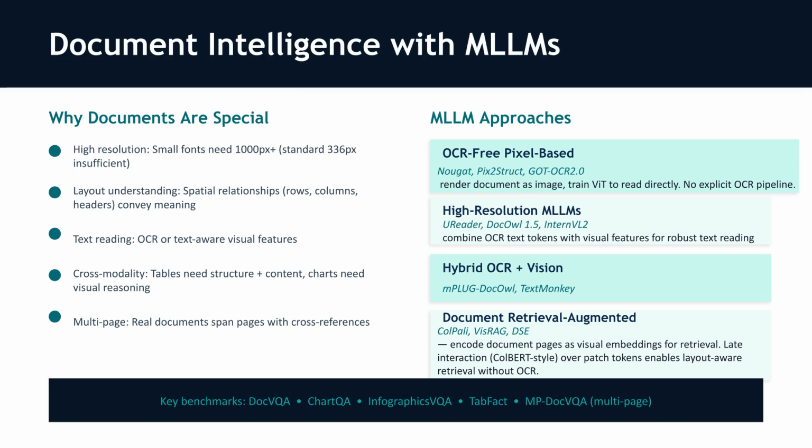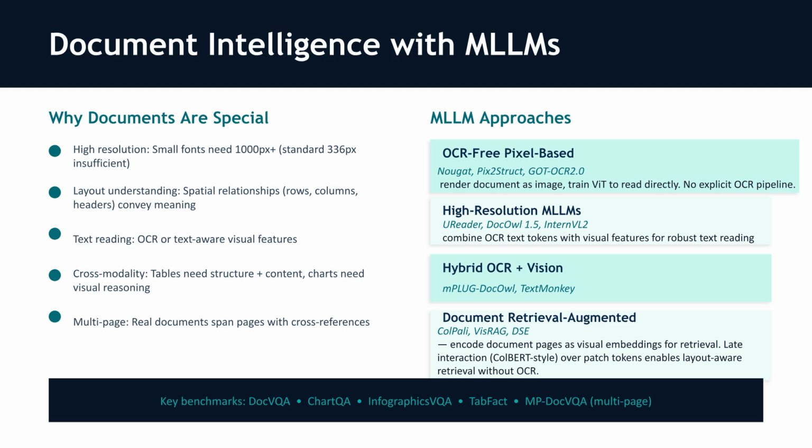They demand layout understanding because spatial relationships like rows, columns, and headers convey meaning. They need text reading capability through either OCR or text-aware visual features. They involve cross-modality reasoning, since tables need both structural and content understanding. And real documents are often multi-page with cross-references. The MLLM approaches to document understanding can be categorized into 4 types.